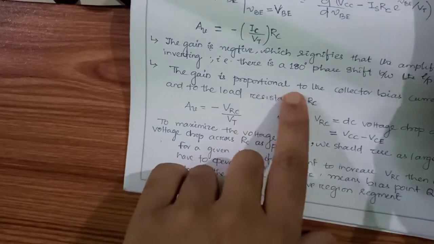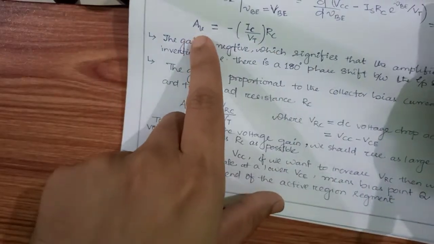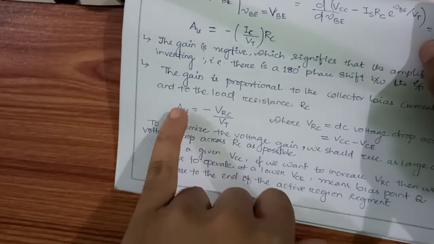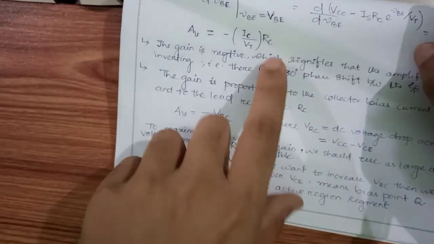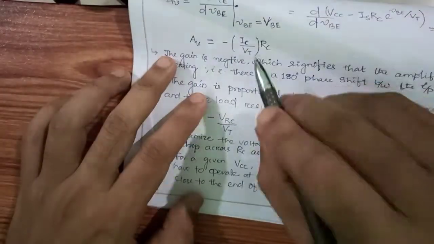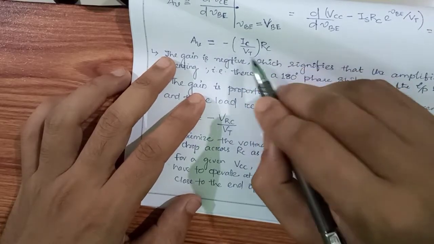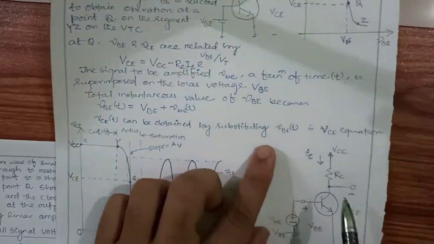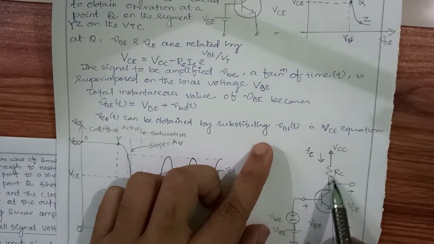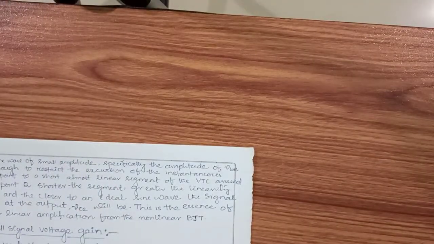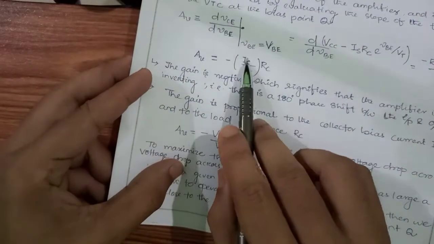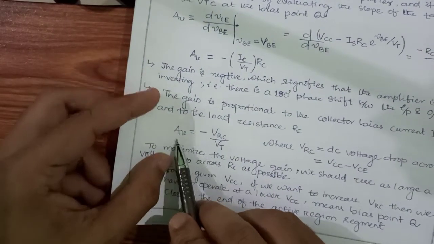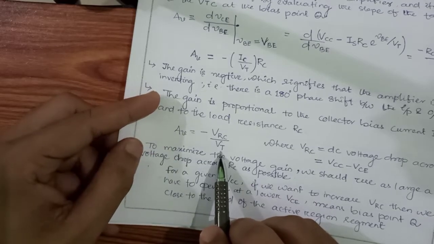So the gain is proportional to the collector bias current. You see, A_B is proportional to I_C and to the load resistance R_C also. If I multiply I_C by R_C, that is nothing but the voltage drop across the load R_C, which I will represent by V_RC. So I_C R_C I will represent as V_RC, and my A_B will become minus V_RC upon V_T.